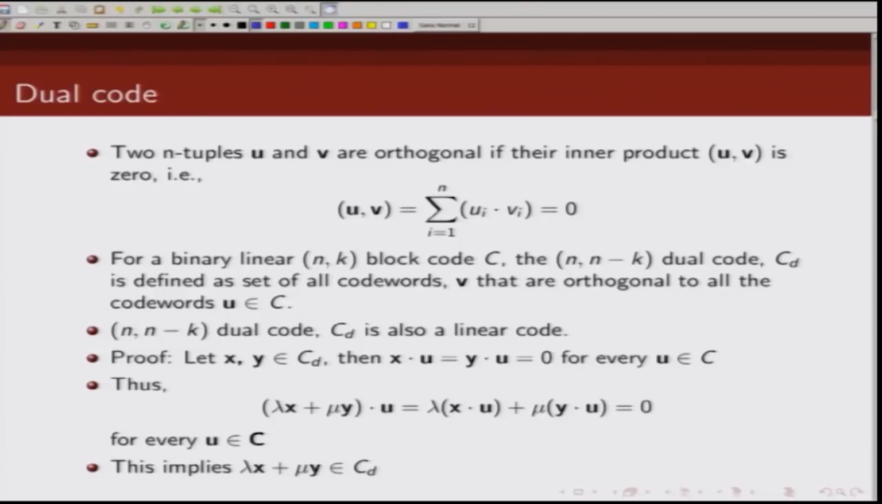And why does this belong to the dual code? That is because this is orthogonal to the code word u which belongs to C, and since this is orthogonal to a code word which belongs to C, this must belong to the dual code.